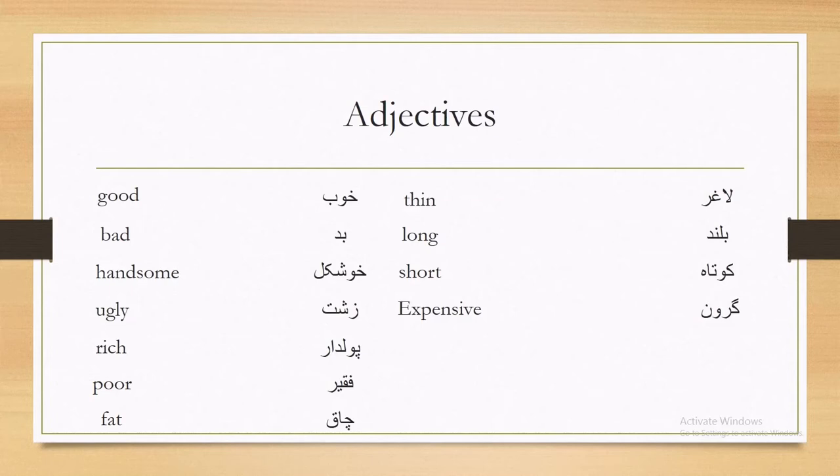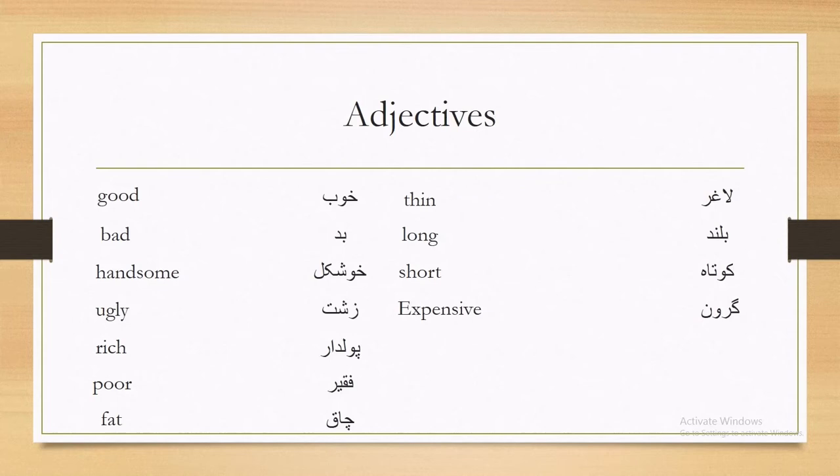Okay, as I said, we use these adjectives after the noun, and we use ye between the adjective and the noun if the noun has he at the end. I mean, the last letter of the noun should be he. But if the noun doesn't have he at the end, we should use e between the noun and the adjective.